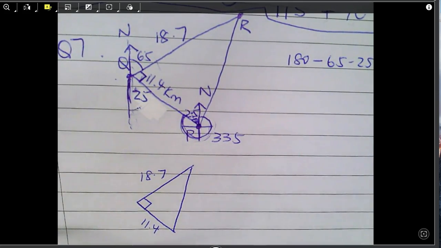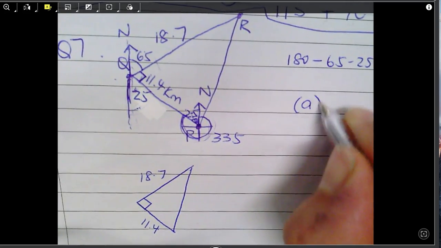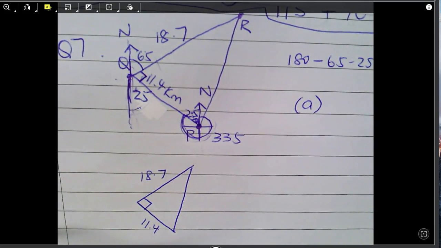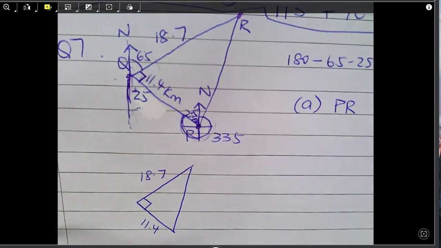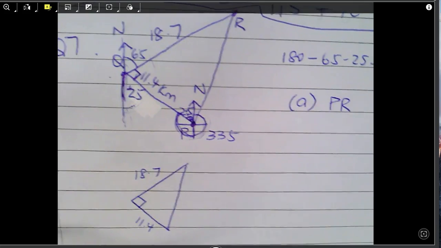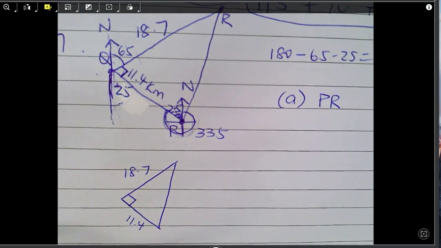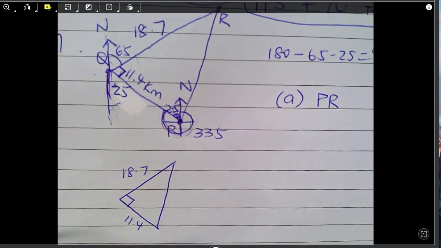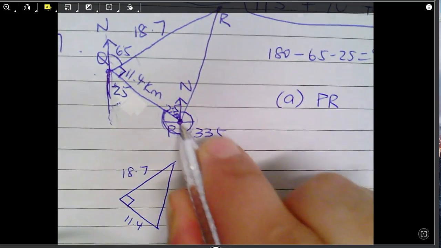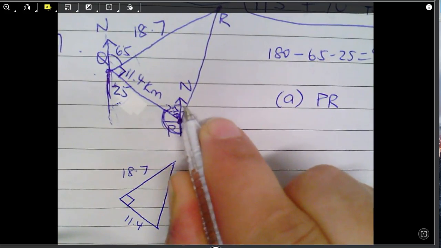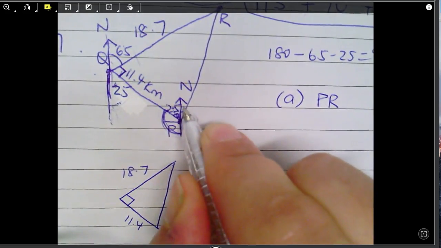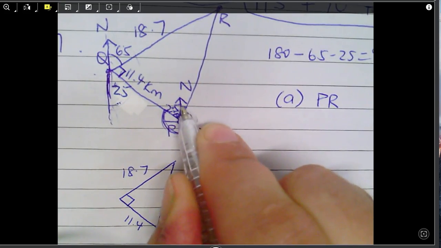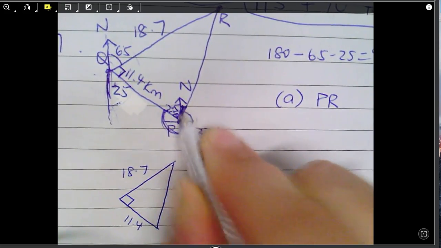So to find the distance, how would we find the distance? Pythag for distance. Distance between P and R. I would use Pythag. And the second part, the bearing of R from P, it's a bit tricky, but the bearing of R from P, you need this tiny little angle just in there.